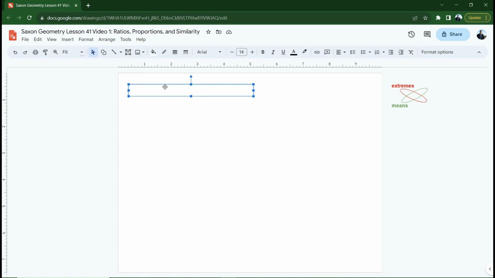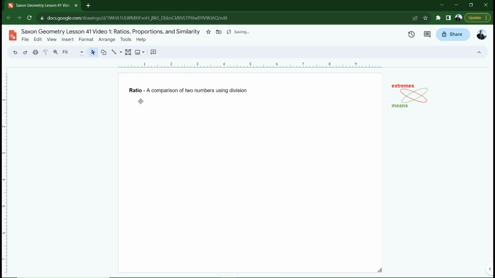First of all, we're just going to review some terms. And the first term is, what is a ratio? A ratio is a comparison of two numbers using division. And we actually have three ways of expressing ratios. The first two are not very mathematically useful. The last one is. But all of them are valid ways of stating a ratio.